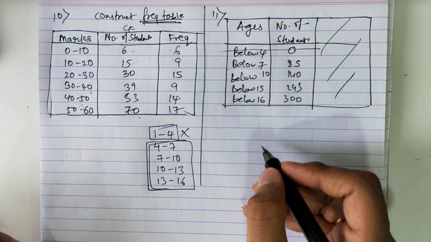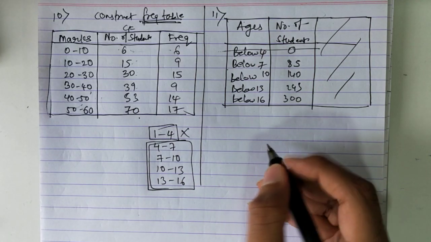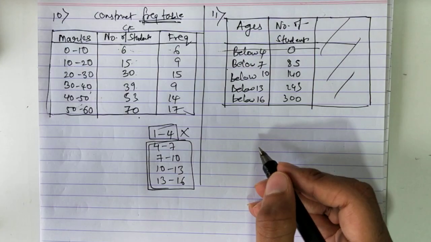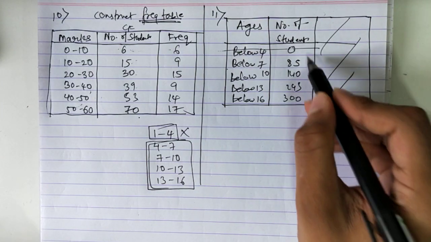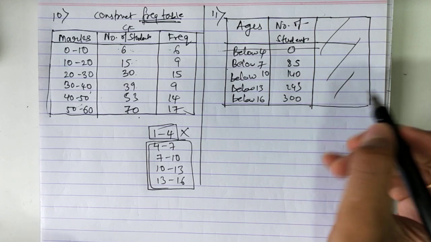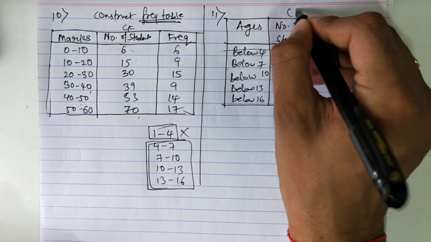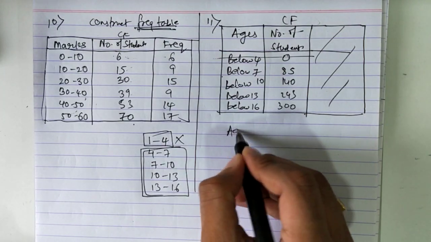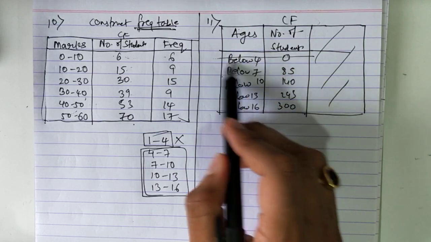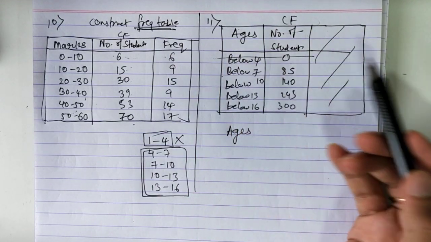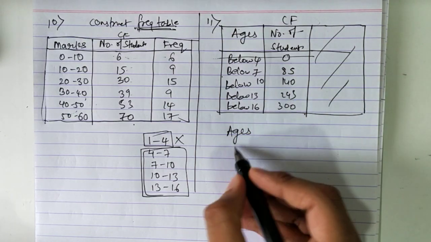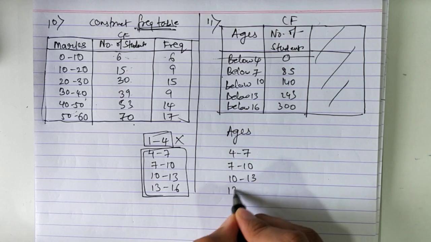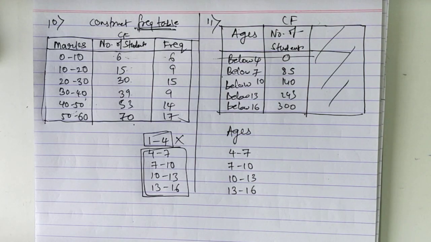While making the table, if you read the question, they have told us to construct a frequency distribution table from the cumulative frequency table. You might have noticed by now that the values are increasing, and we have to make a frequency table. So that means the given value is already cumulative frequency. I'll make a table here, ages, and I won't write 1 to 4 because the number of students is 0. There is no point writing that. So I will directly write 4 to 7, 7 to 10, 10 to 13, 13 to 16.